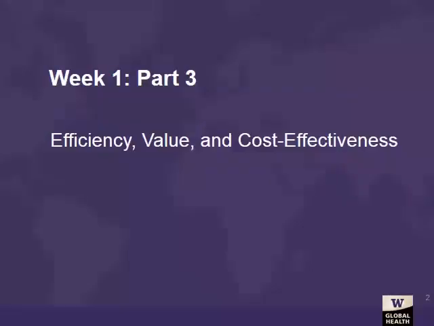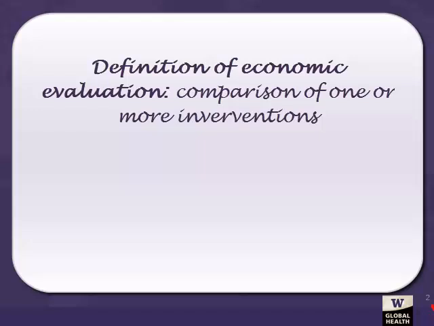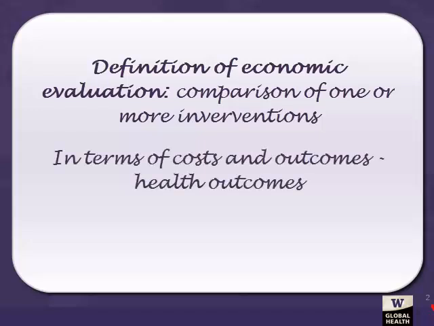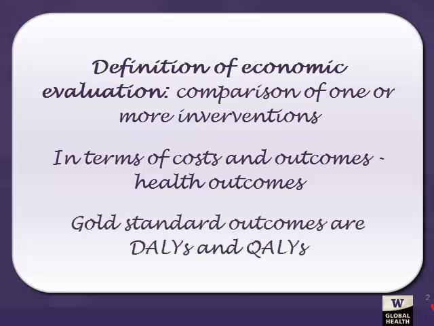In the last part, just to recap, we looked at the definition of economic evaluation, which is the comparison of one or more interventions. And in the first part, we looked at the different kinds of interventions. This comparison is in terms of both costs and outcomes, and these outcomes are health outcomes. We looked at how the gold standard health outcomes are DALYs and QALYs, and by now, you should know what these two terms mean.